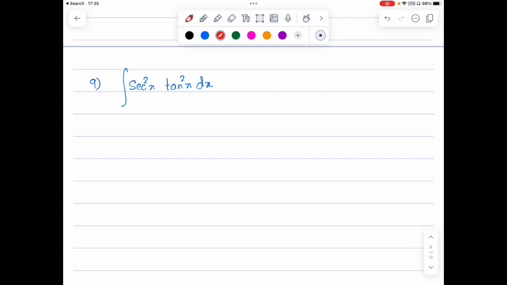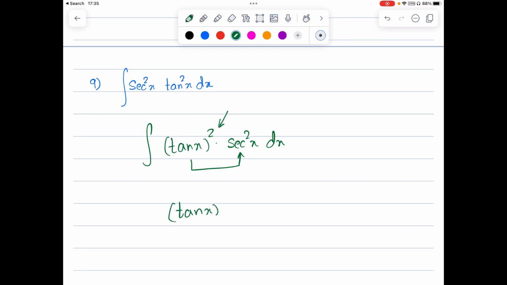Question number 9. Secant square x tan square x. So it can be written as (tan x) whole square times secant square x. Now tan x derivative is secant square x. So the power is 2. So it becomes (tan x) whole to the power of n plus 1, 3 upon 3 plus c. That's going to be the answer.